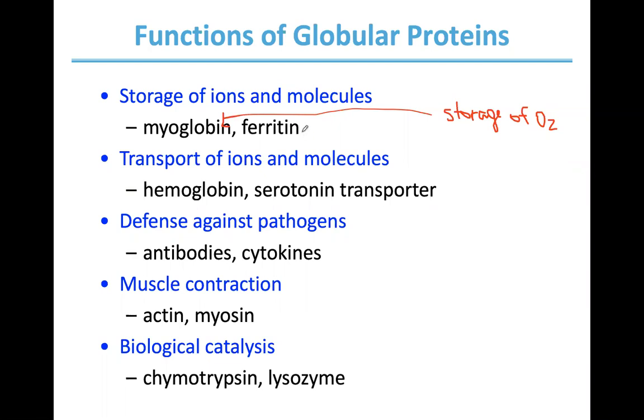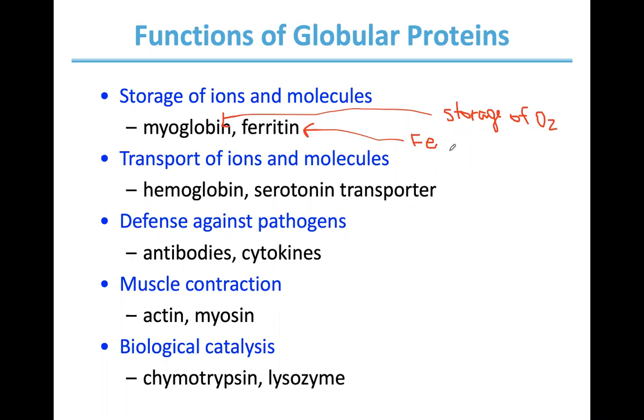Ferritin is a protein which is also a storage protein, but it stores iron. Iron is very important in a biological system, particularly because of its redox properties, right? It can undergo reduction and oxidation very easily. It's also very important for the generation of reactive oxygen species, so it could be quite dangerous to have lots of iron. It's required, but could be dangerous.